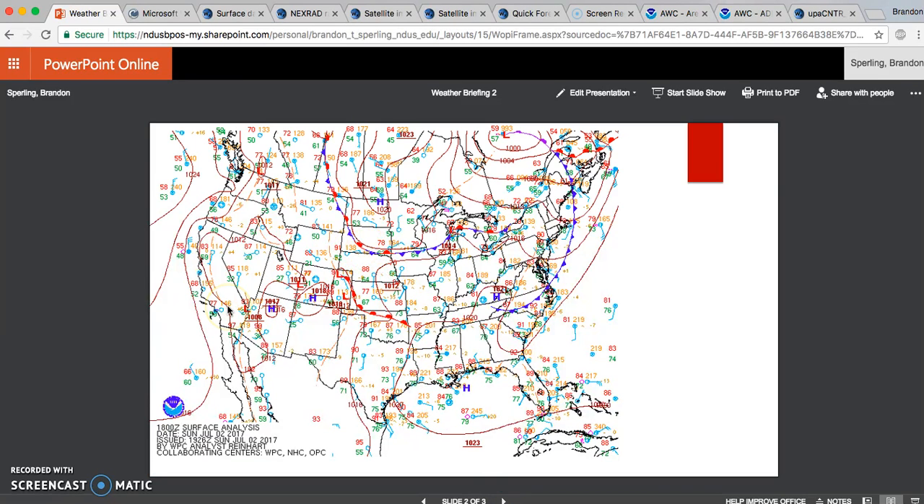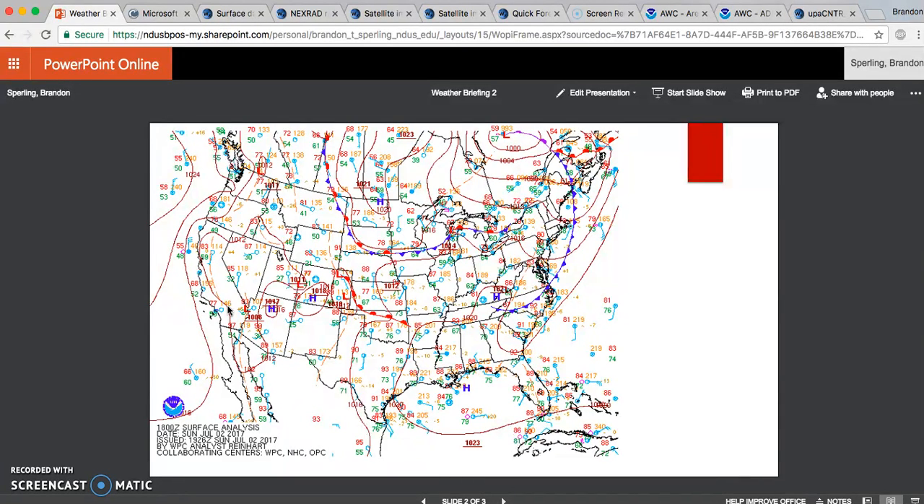So we'll start off with the surface analysis chart. This is of the continental United States, and as you can see, there's a lot of information on this map. I'm just going to go over the main fronts and pressure systems, basically concerning North Dakota, Minnesota, and then any major front or pressure system.